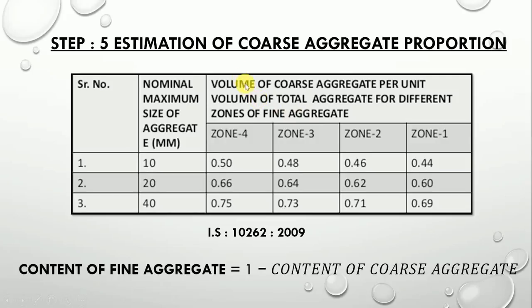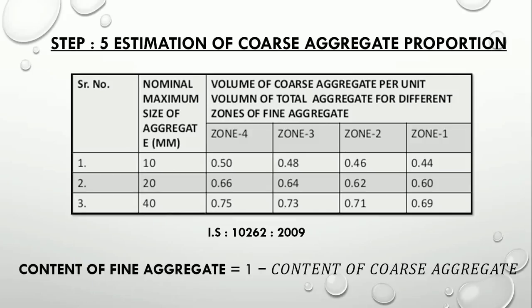Listen to me guys, volume of coarse aggregate per unit volume of total aggregate, from the total aggregate for different zones of fine aggregate. There are various zones divided as per IS code, and on the basis of the zone we can select the coarse aggregate volume. Okay, let's take an example. If we have 20 mm size of aggregate for zone 2 fine aggregate, then we can take 0.62 volume of coarse aggregate.